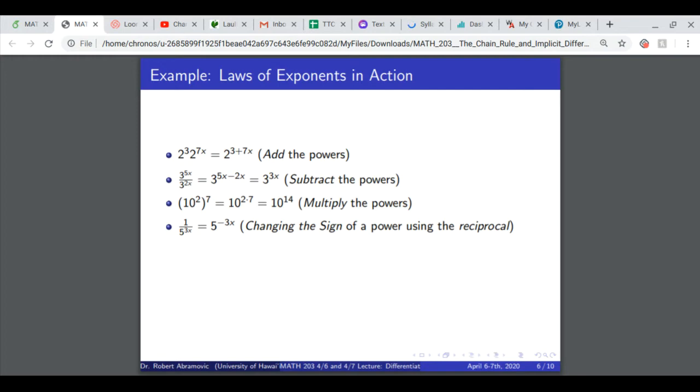1 over 5 to the 3x. If we want to change the sign of 5 to the 3x, or equivalently just write this 1 over 5 to the 3x as 5 raised to a power, we notice that this is equivalent to 5 to the negative 3x. A base raised to a negative exponent is equivalent to 1 over the base raised to that exponent. Or equivalently, you could say this is equivalent to 1 over 5, that whole thing, to the minus 3x, and the 1 over doing that twice would cancel out.